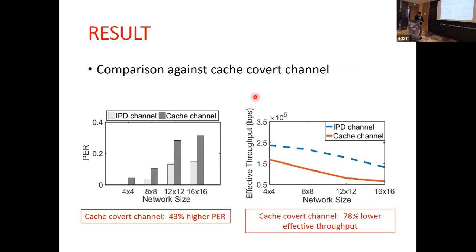The second method to compare is the cache covert channel. The average PER of the cache covert channel is 43% higher than that of our proposed IPD based channel, and the effective throughput of the IPD-based channel is 78% higher than that of the cache covert channel.